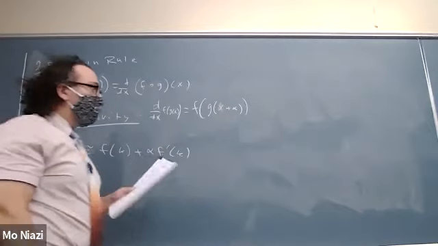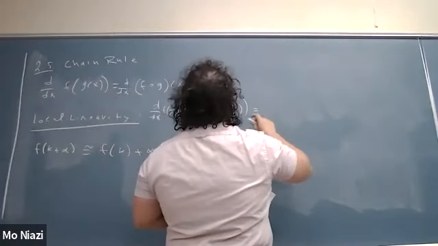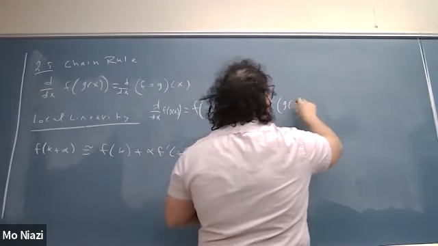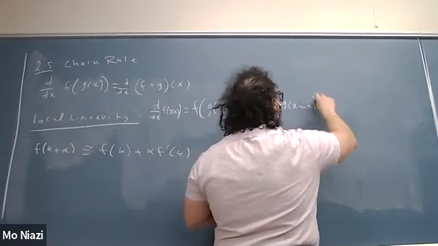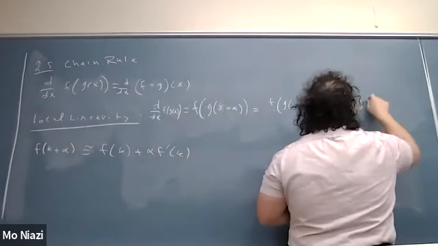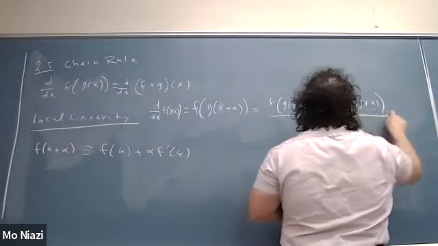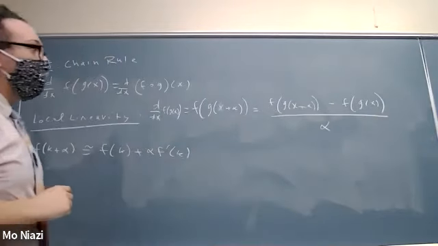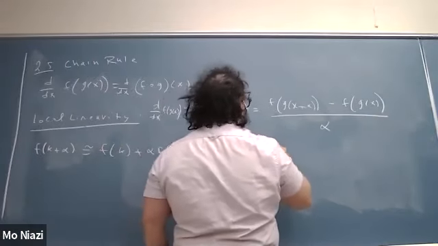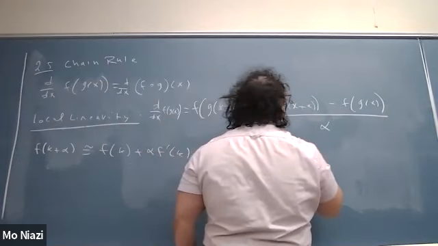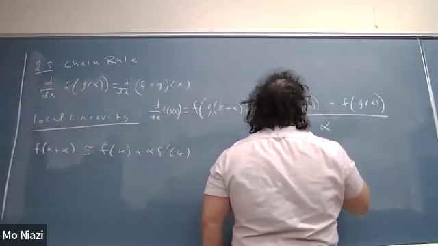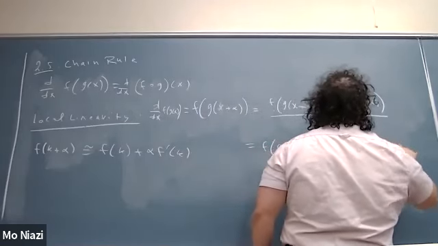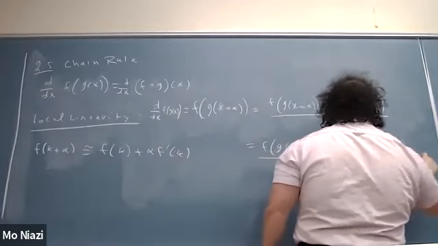So this becomes f of g of x plus alpha minus f of g of x all over alpha, by definition of derivative. So by local linearity, we can break this down to f of g of x plus alpha g prime of x minus f of g of x, all over alpha.